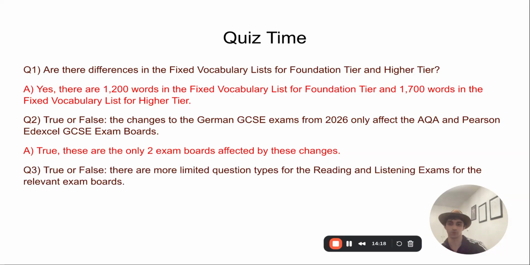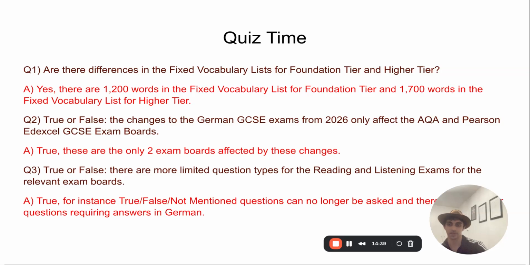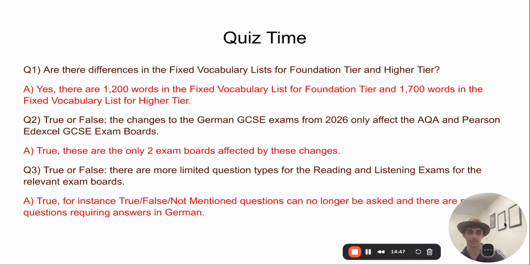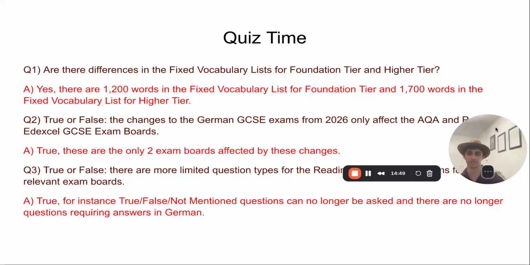And number 3, true or false: there are more limited question types for the reading and listening exams for the relevant exam boards. Okay, another few seconds. Now let me show the answer. This one's also true. True or false or not mentioned questions are no longer asked generally, and there are fewer questions, at least, requiring answers in German. I believe that they still can come up, but they're definitely going to be less common.